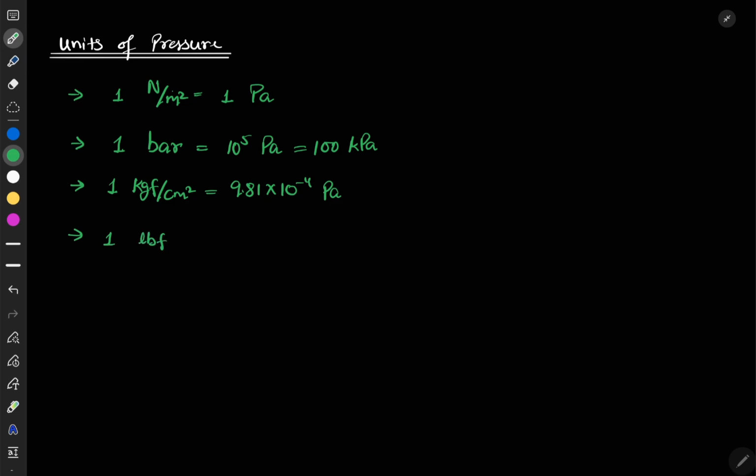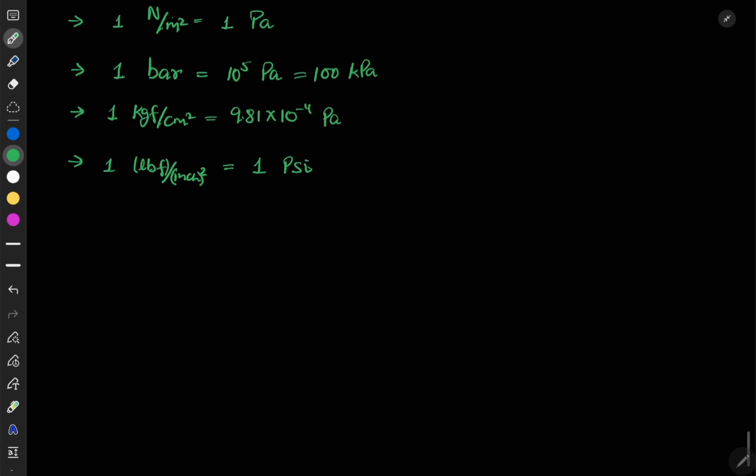Next you can talk about lbf, pound force per inch square, which is represented by 1 pound per square inch, psi. This is the American unit. If I want to convert it into kgf, I can write 1 lbf is equal to 0.453 kg force divided by, converting inch into centimeter, 2.54 centimeter square.